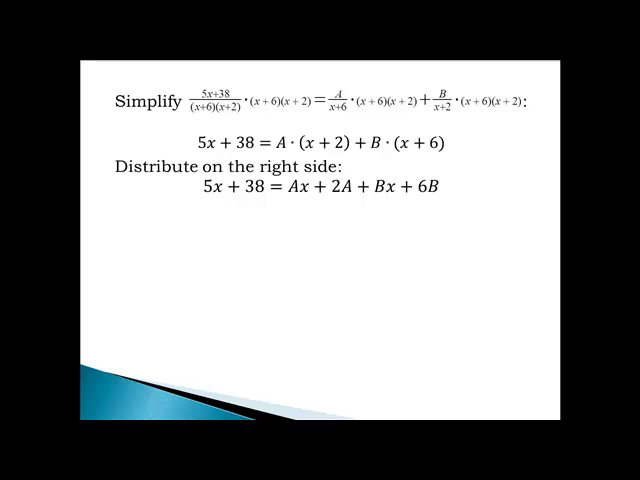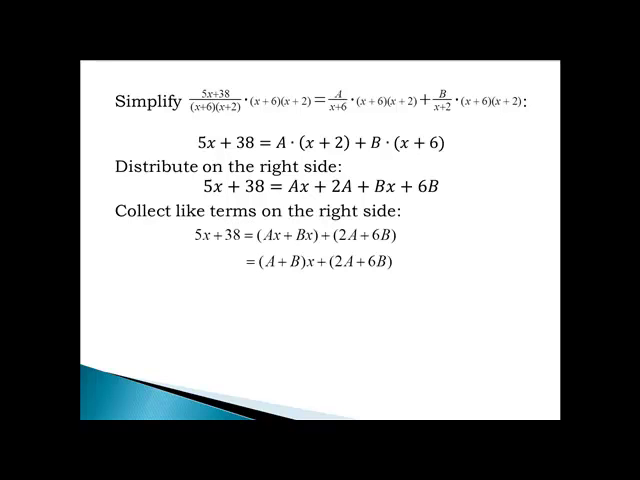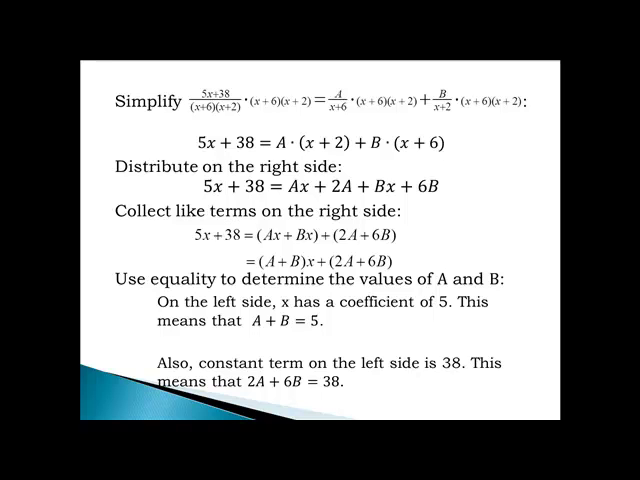I'll distribute over on the right side, collect my like terms, place my x terms together, and then my terms without x's, my constant terms, 2a plus 6b, I'll group those together. I'll use equality to determine the values of a and b. On the left side, I see that x has a coefficient of 5. This means that the coefficient of x on the right side, a plus b, must also be equal to 5. Also, the constant term on the left side is 38. This means that the constant term on the right, 2a plus 6b, must also be equal to 38.